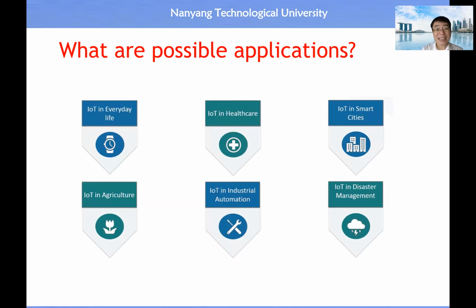So IoT could be deployed in order to support our everyday life, to support healthcare, to support smart city, and also to support disaster management in the city. And obviously, IoT could help us to make our industry smarter and more autonomous, etc. And also, we can find the application of IoT in the agriculture area. So these are the major domains in which we could deploy IoT products or IoT systems.